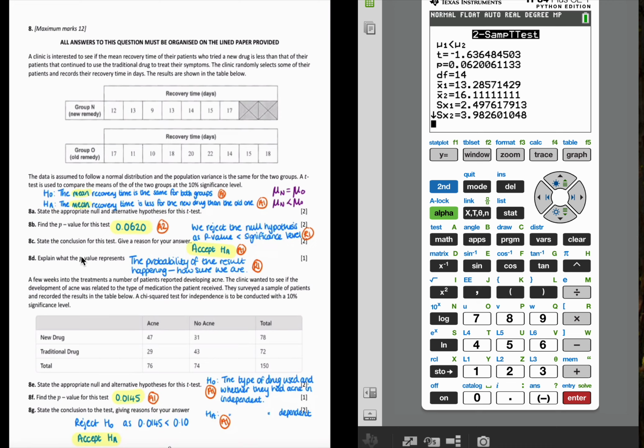And then for part D, we have to explain what the p-value is. So the p-value is the probability that the null hypothesis is true. Okay, so it's the probability that the means are the same.